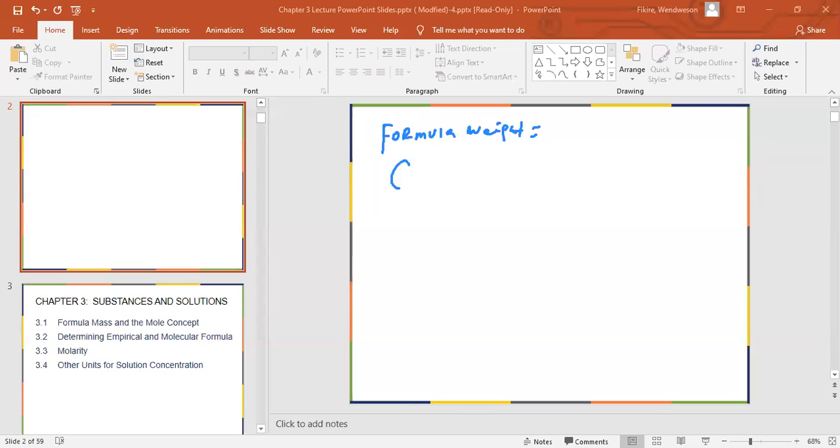Say, for example, I have CaNO3. What is the name of this compound? Can anyone tell me the name? Can you see what I'm writing right now? Calcium nitrate. Yes, so calcium nitrate. Is it an ionic compound or a molecular compound?